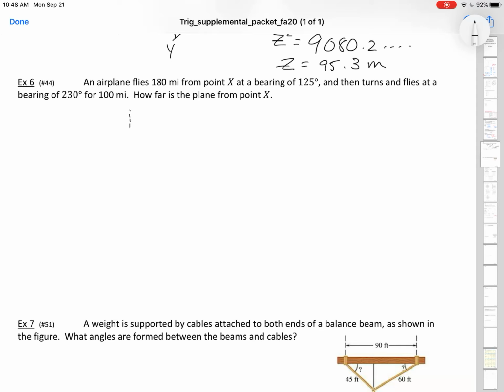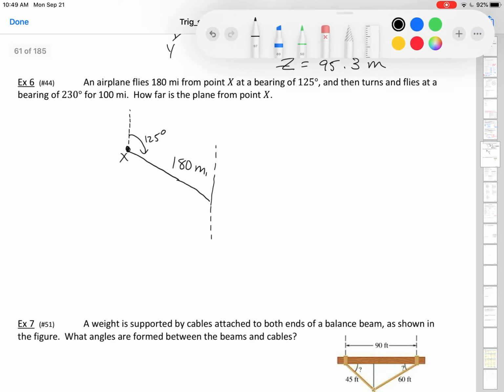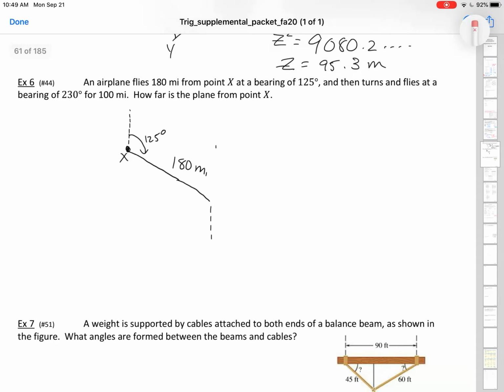Well, how do we do this? Let's get a north-south line since we're dealing with bearings, and we'll call this point X, and we have 125 degrees, and we're flying down like this. And then after 180 miles of travel, we're going to turn and fly at a bearing of 230. So I apologize, let me draw that a little bit more straight. The fact that those are straight up and down is important.